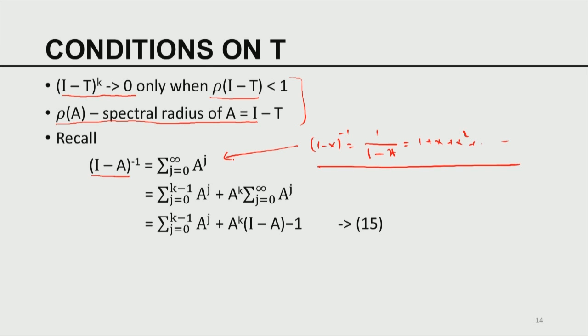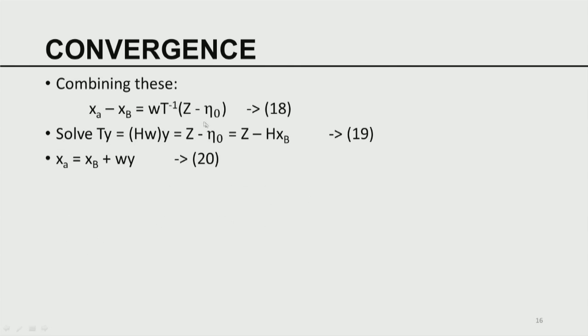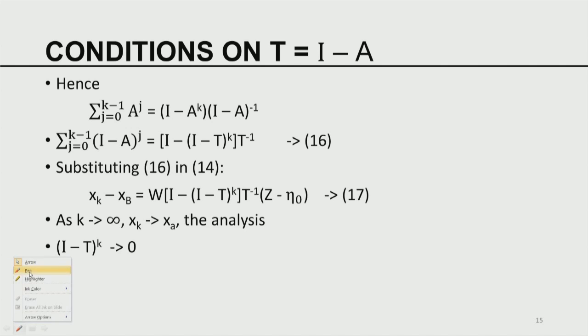This series can be divided into two parts: the first k terms, and the rest of all terms. I can take A to the power of k as a common factor from the second part. Again, this sum is infinite. Therefore, this is equal to a finite sum plus A to the power of k times (I minus A) inverse. This would be I, I'm sorry. Therefore, the summation of A to the power of j is given by this equation. Again, with a little bit of algebra, it is given by this equation. Therefore, this sum is equal to this sum.